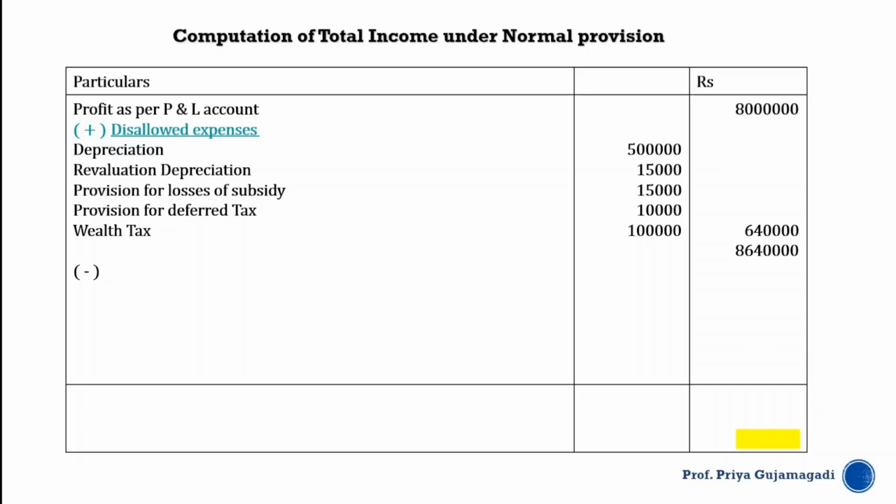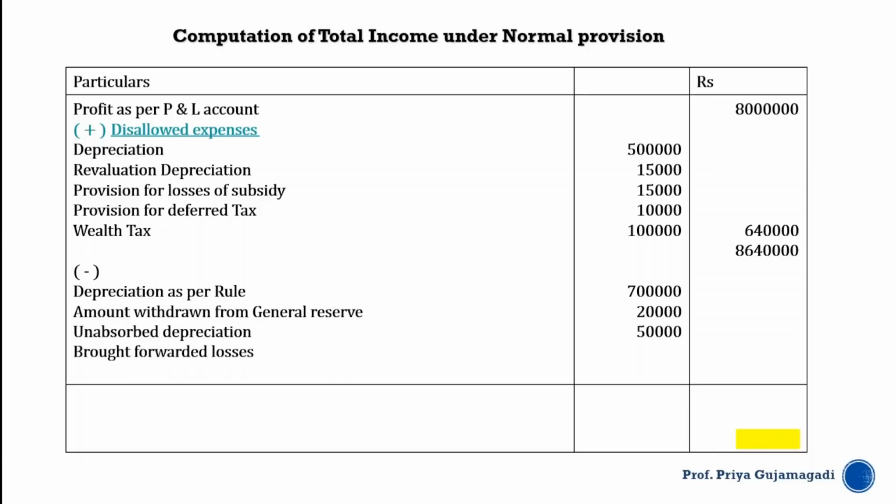Then we'll come to deductible items. First, always remember we have to deduct the depreciation. Even if it is given as per rule or not, whatever it may be, when we add a depreciation, we have to minus it. Depreciation as per rule 7 lakh rupees. Amount withdrawn from general reserve, it is after debiting only, so we have to deduct 20,000. Unabsorbed depreciation 50,000. Brought forward losses 70,000.